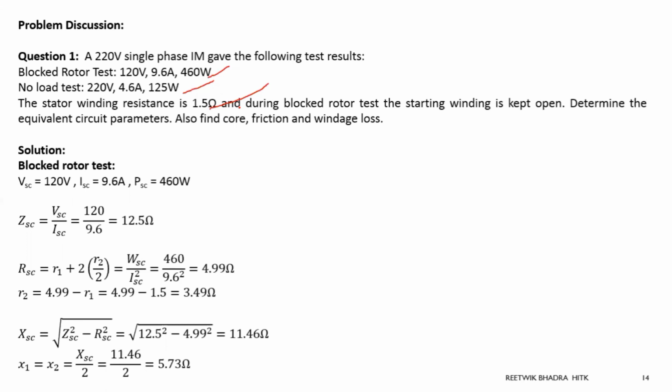From the block rotor test, we will get VSC, ISC, and PSC. VSC is 120, ISC is 9.6, PSC is 460. We'll go by the formula. First ZSC is VSC by ISC, 120 by 9.6, which gives you 12.5.